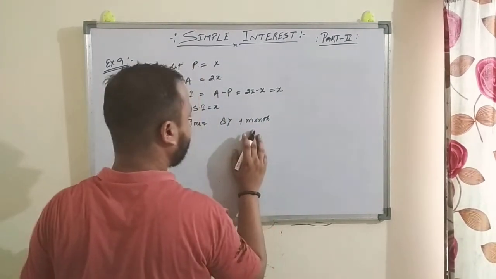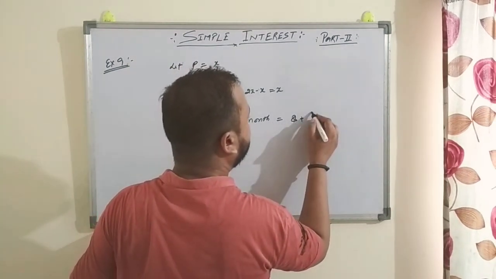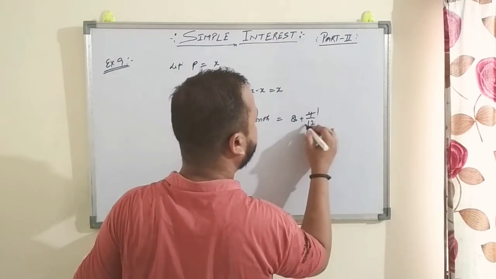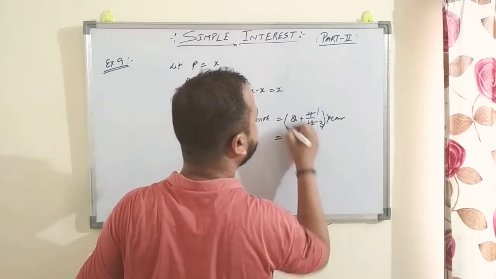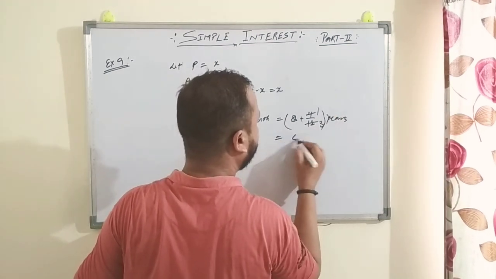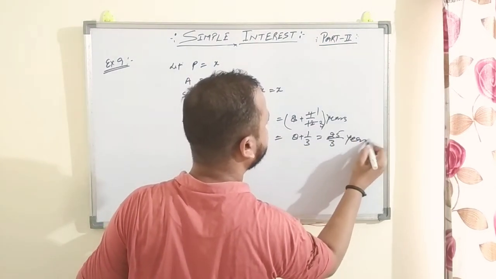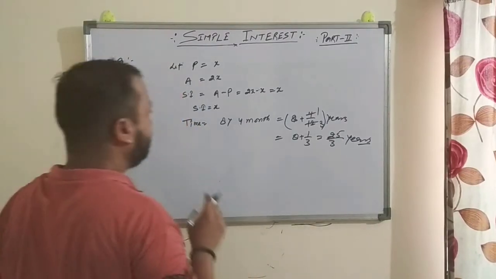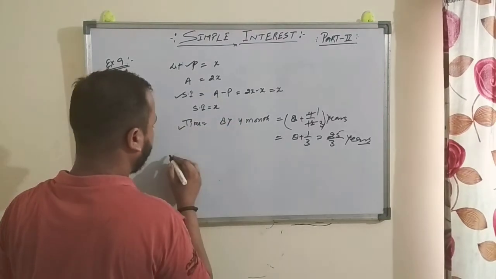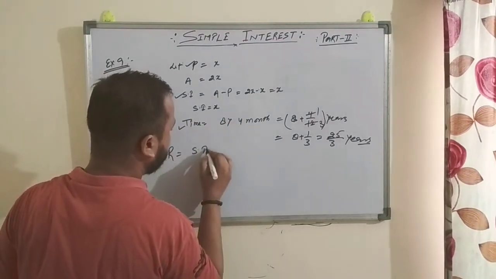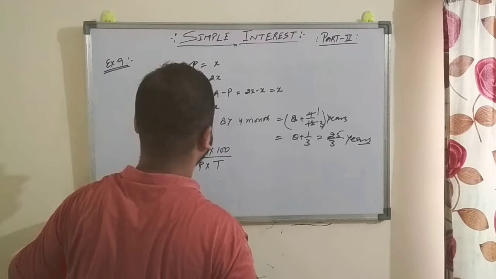4 month you can convert it into years, so 8 year and 4 by 12, so 1 by 3, so now it is year, so 8 plus 1 by 3, that is 25 by 3 years. So you know principal, you know SI, you know time, you have to find it out rate. So R is equal to SI into 100 upon principal into time.